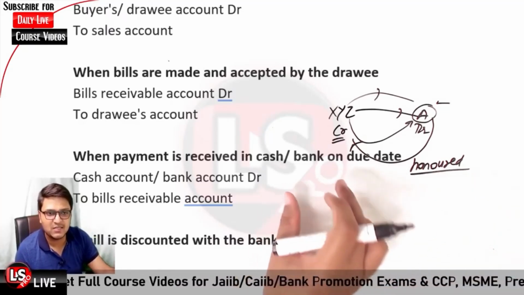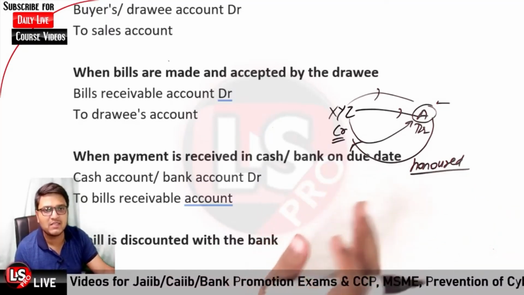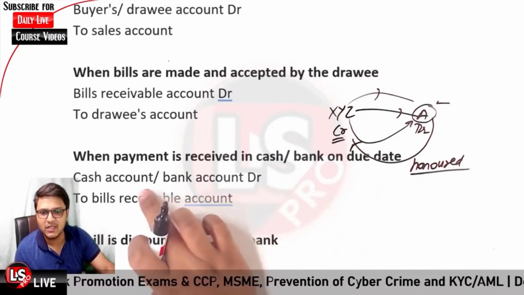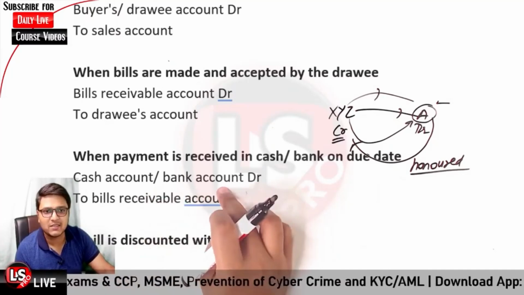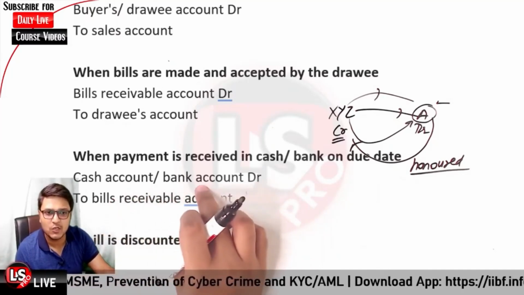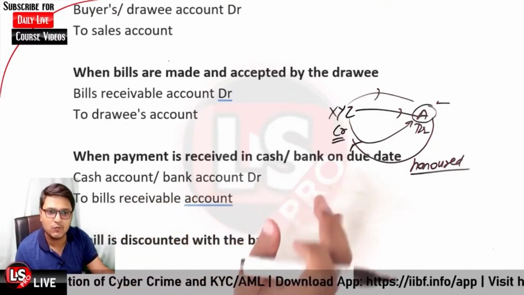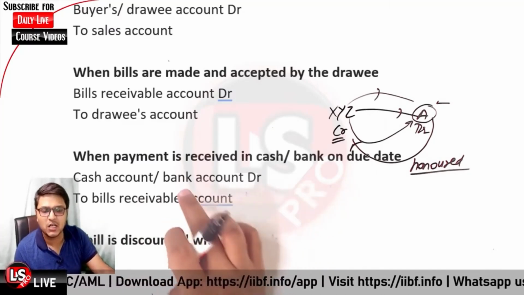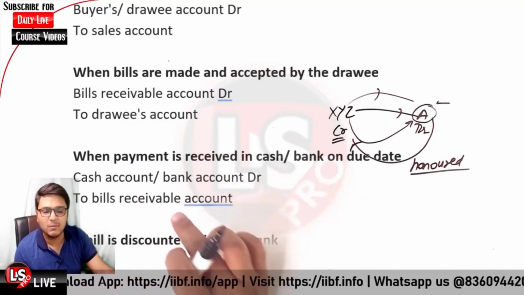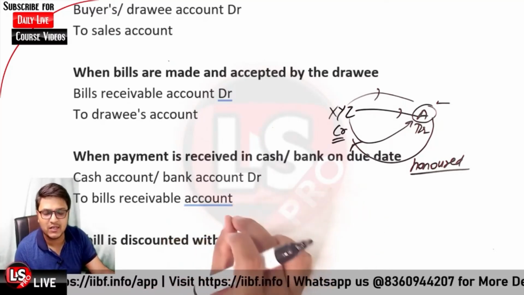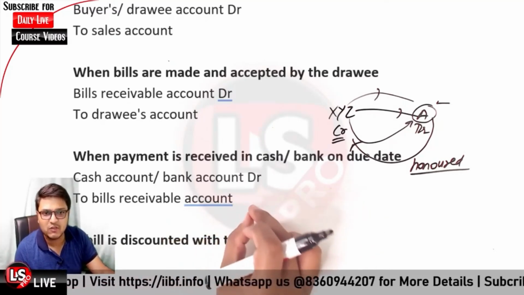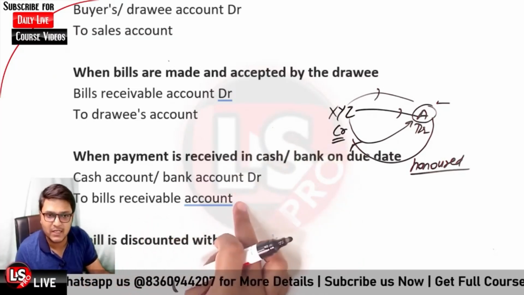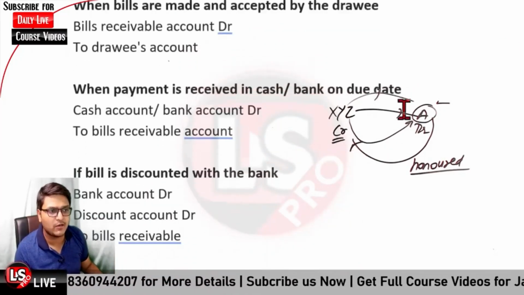Now let us consider the same case. In that case, you will be receiving the money either in cash or in bank account. Cash account and bank account both are asset accounts, and further debit what comes in, credit what goes out. So you are receiving the money, so cash account or bank account would be debited and bills receivable account would be credited. We want to reduce the amount now, so bills receivable account would be credited. That would be the journal entry regarding it.